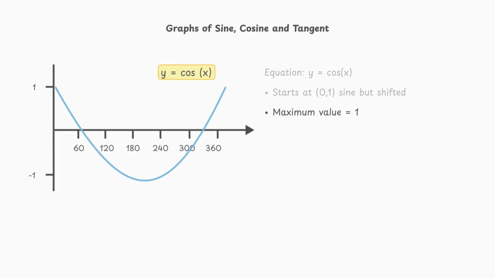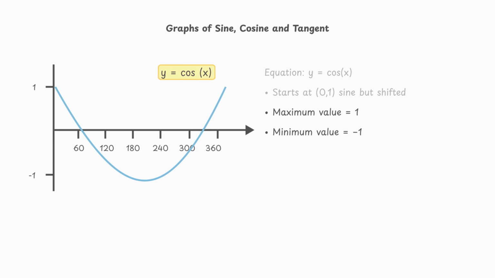Now as x increases, the graph begins to fall smoothly. It moves downwards until it crosses the x-axis at 90 degrees. Then it continues downward until it reaches its minimum value of -1. This happens at 180 degrees. After that, the graph starts to rise again. It crosses the x-axis once more at 270 degrees and then returns to its maximum value of 1 at 360 degrees. Now take a moment to notice something important.